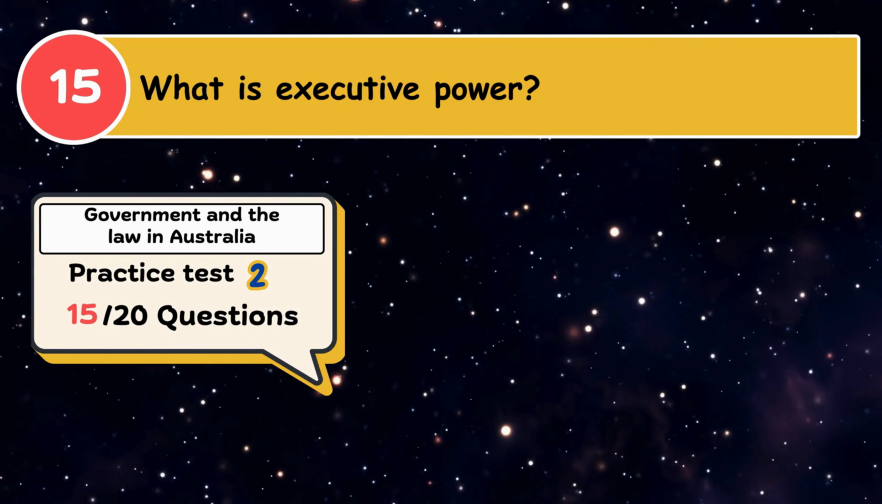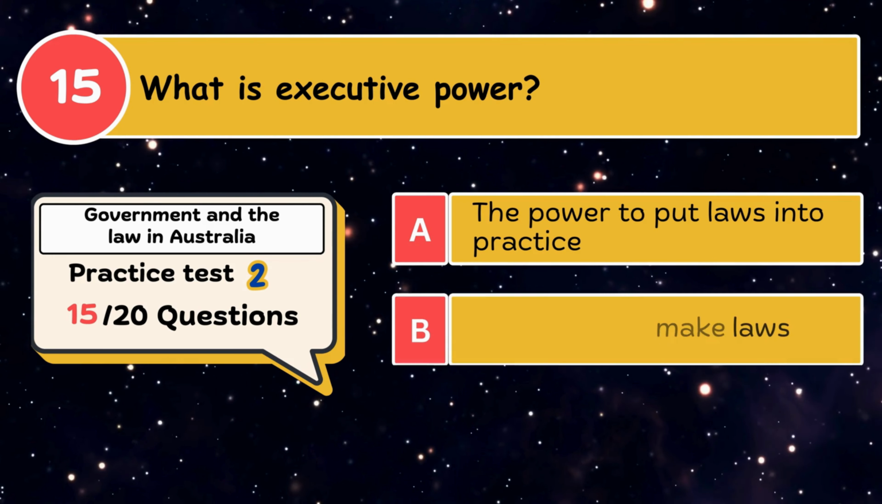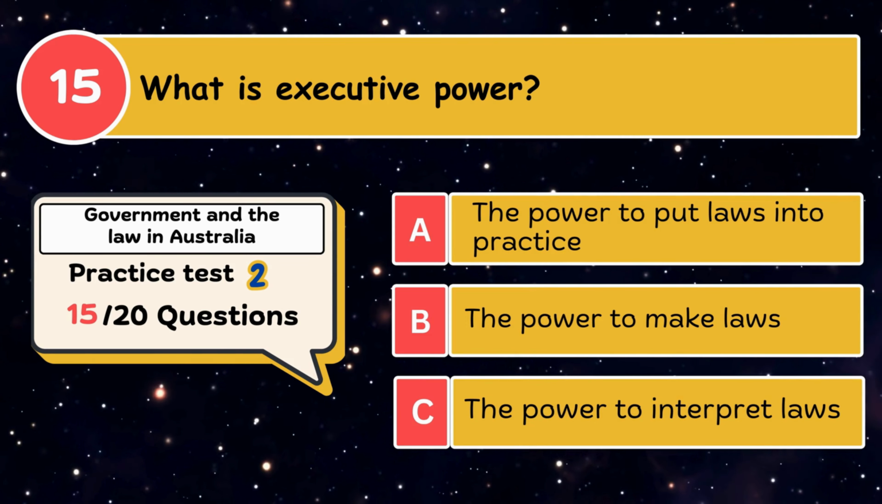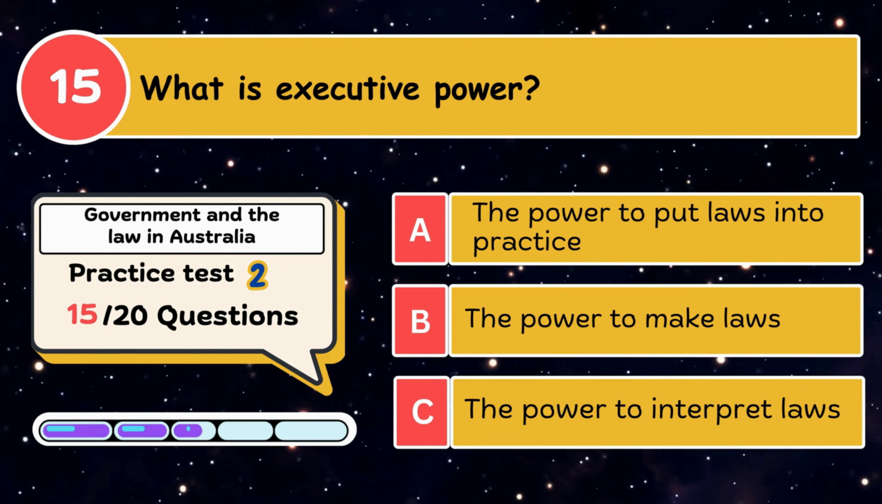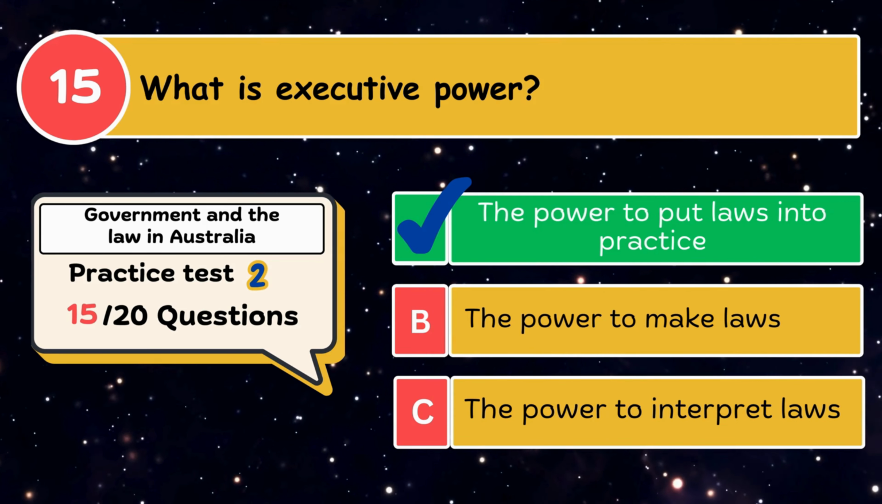What is executive power? A, the power to put laws into practice. B, the power to make laws. C, the power to interpret laws. The correct answer is the power to put laws into practice.